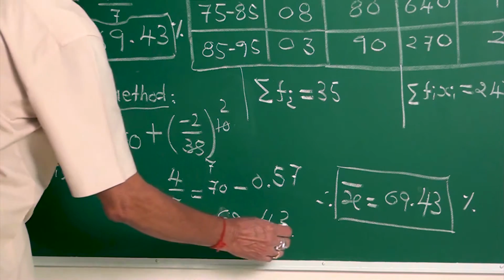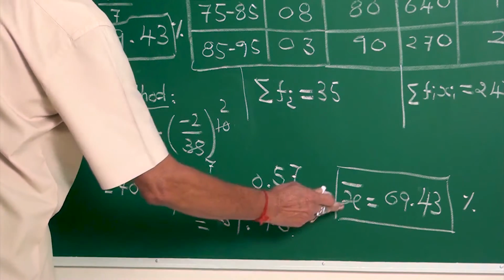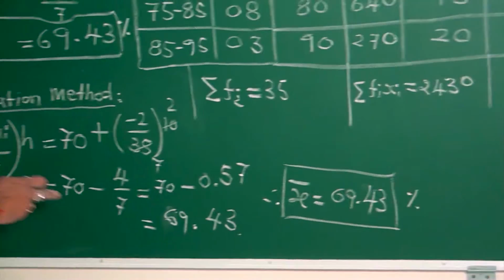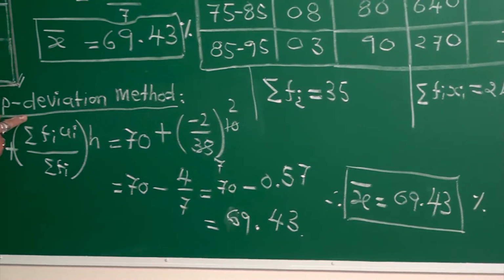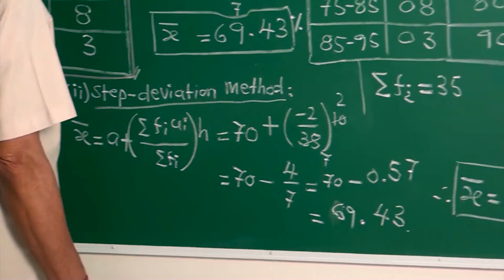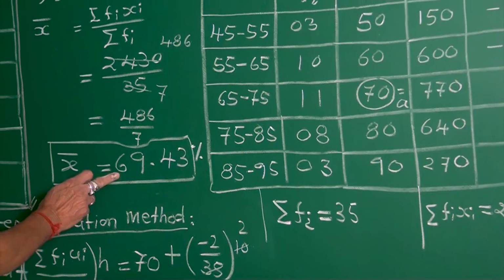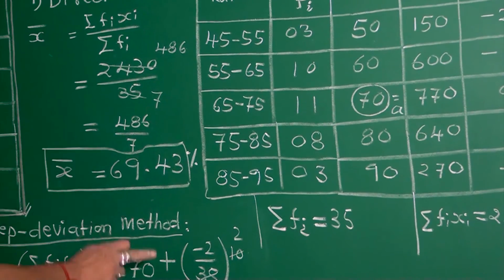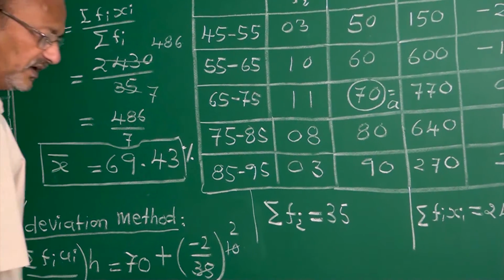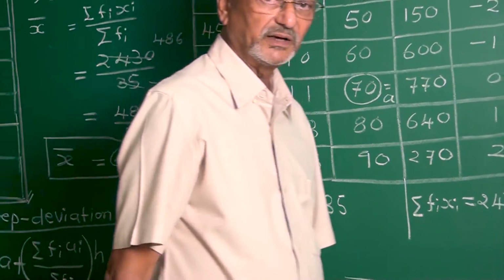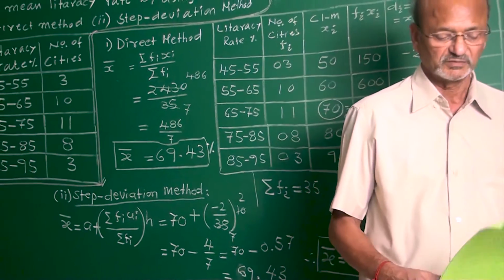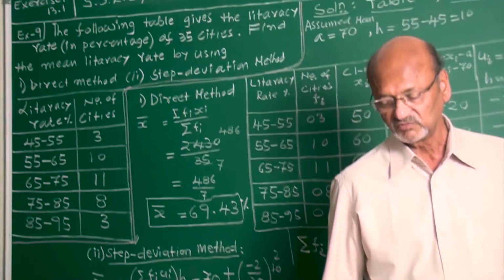69.43 percentage. Therefore, x bar by step deviation method is 69.43. Even for the direct method, it is 69.43, for both methods, my friends. I give 1 minute just to copy it. I will explain once again, my friends.